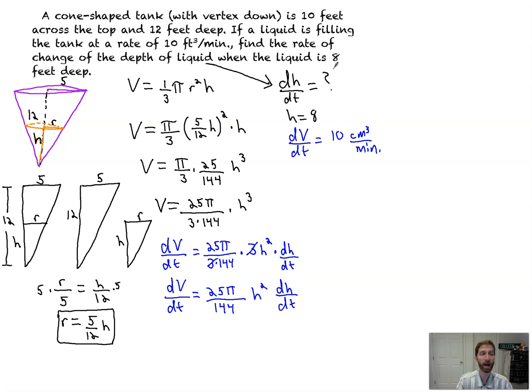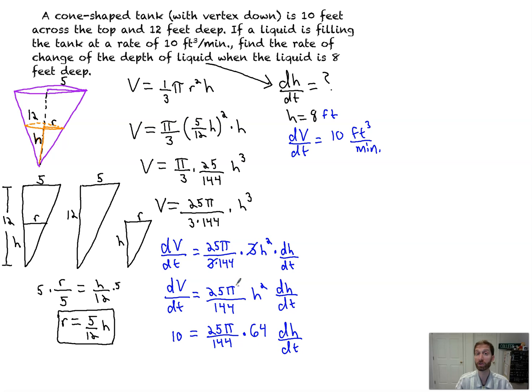We're already told when the height is 8 feet. Not cubic centimeters, just kidding, cubic feet. How dare I mix up those units? So tragic. So now we're just going to take our numbers, plug them in, and solve. So I've got 10 is equal to 25 pi over 144 h squared. That's 8. So that's times 8 squared, which is 64, dh/dt.